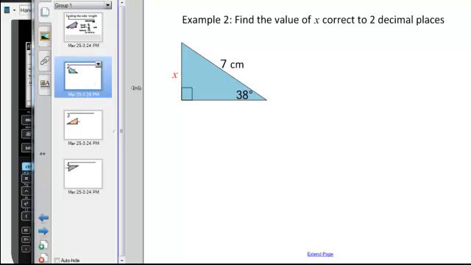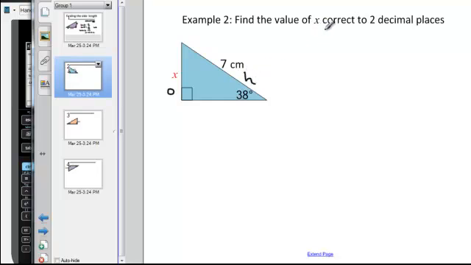Okay, why don't you try this example on your own if you can. So pause the video now. Otherwise, if you'd like to follow along, I'll do this example here. So again, we want to find the value of x correct to 2 decimal places. So label our sides. The side that we want to find out is the opposite side, okay, because that's opposite to the angle 38 degrees. And the side that we're given, that's 7 centimeters, that's our hypotenuse.